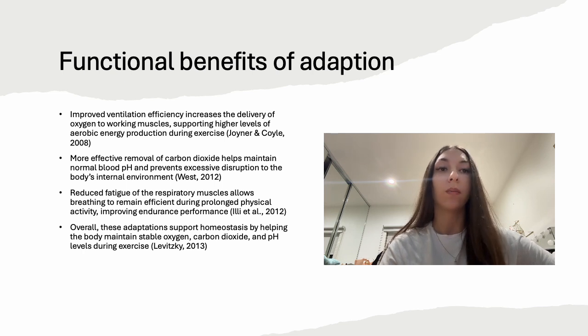Reduced fatigue of the respiratory muscles also helps breathing remain efficient during prolonged activities. Overall, these adaptations support homeostasis by helping maintain stable oxygen, carbon dioxide, and pH levels during exercise.